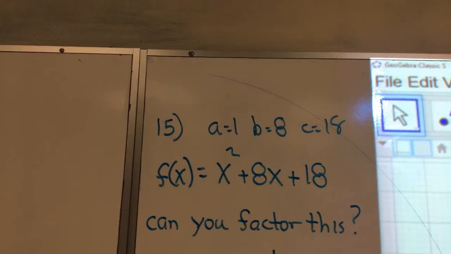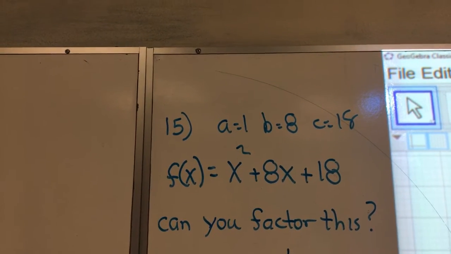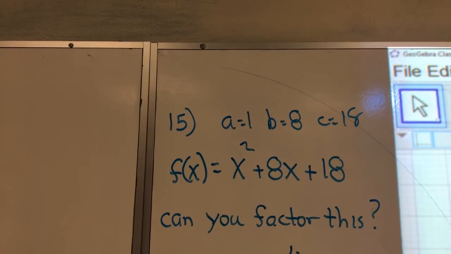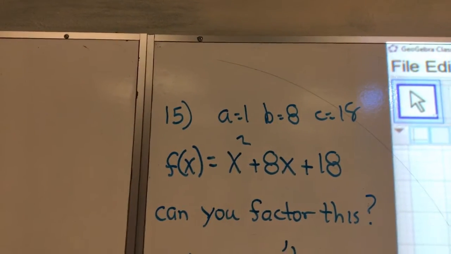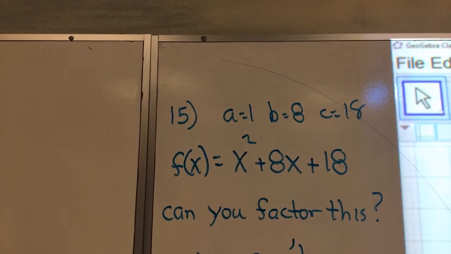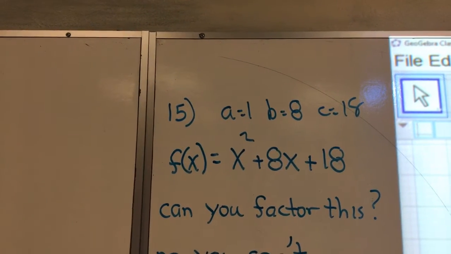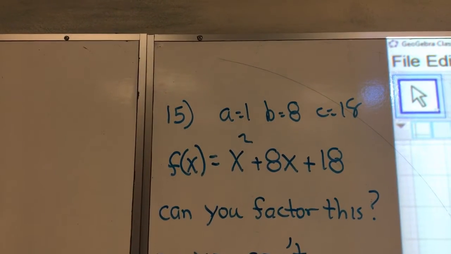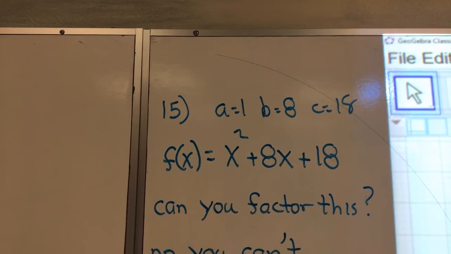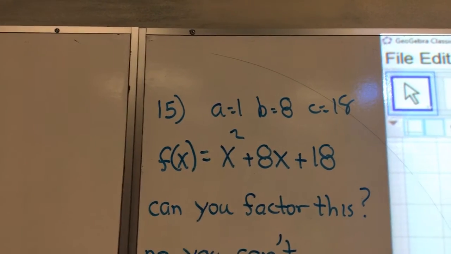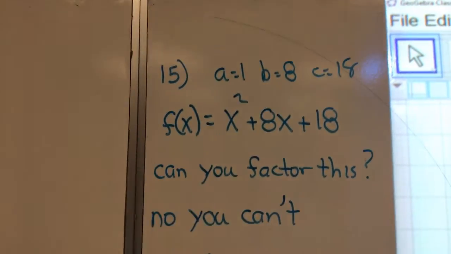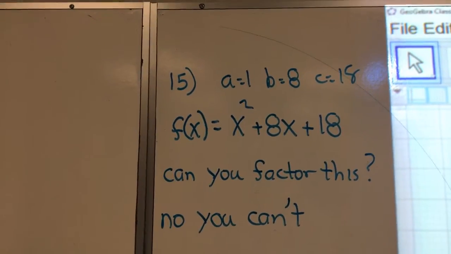So, I would love to find the x-axis intercepts. To accomplish that task, I will set this equal to 0, and I will factor it. Because remember, every y value on the x-axis is equal to 0. So here's the question. Can you factor this? All right. Factors of 18 that add to an 8. All right. 1 times 18, 18, but 1 plus 18, not an 8. How about 3 times 6? 3 times 6 is 18, but 3 plus 6 is not an 8. 2 times 9. 2 times 9 is 18, but 2 plus 9, not an 8. All right, so bottom line is, no, you can't factor this, okay?